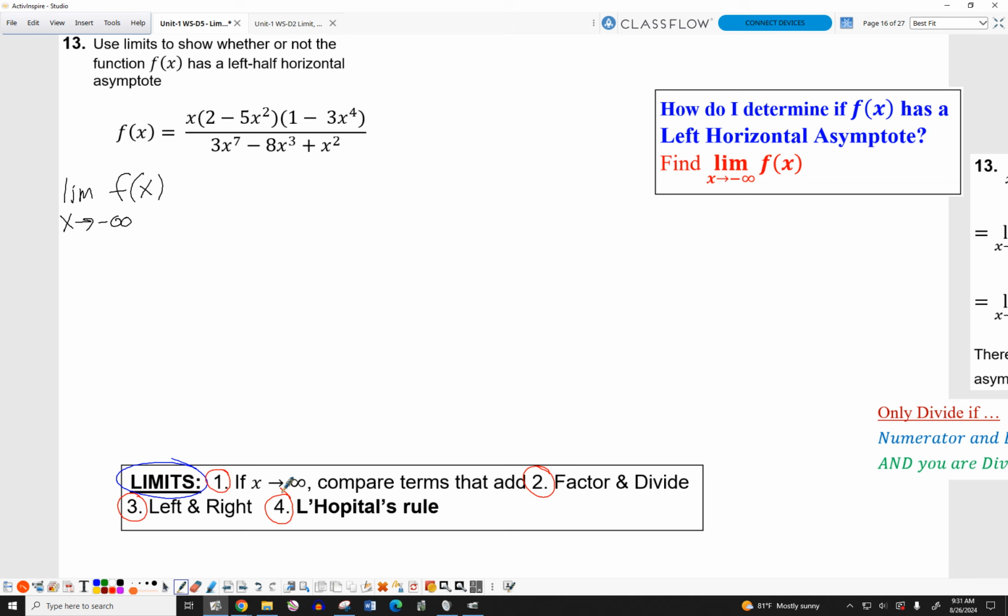On step 1, is that a negative infinity or just a positive? It actually applies to either. So if x is approaching negative infinity, you still compare terms that add. If x is approaching positive infinity, you still compare terms that add. So the card's not totally clear on that point, but it is either one. Good question.